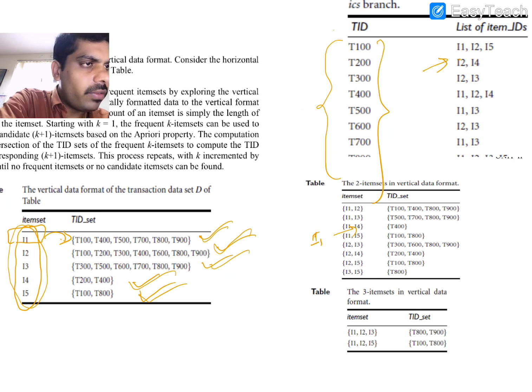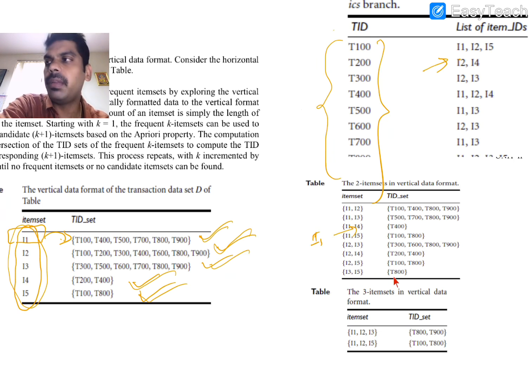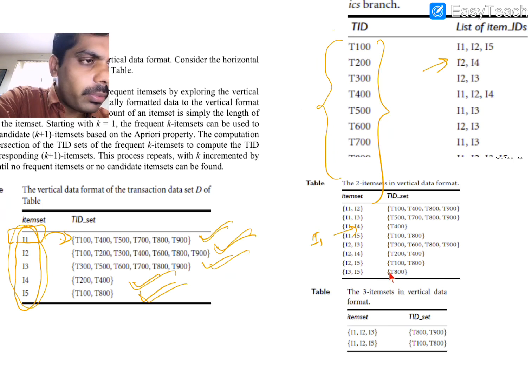Whatever the combinations which occur in 2 or more transactions, those are frequent. Here, I1, I4 is an item set which occurs only in T400. So this will be removed. Why? Because it is not a frequent item set, right? And T800, what is this? Only one transaction consists of the I3, I5 combination. So I3, I5 will not be treated as a frequent item set, because its support count is only 1.